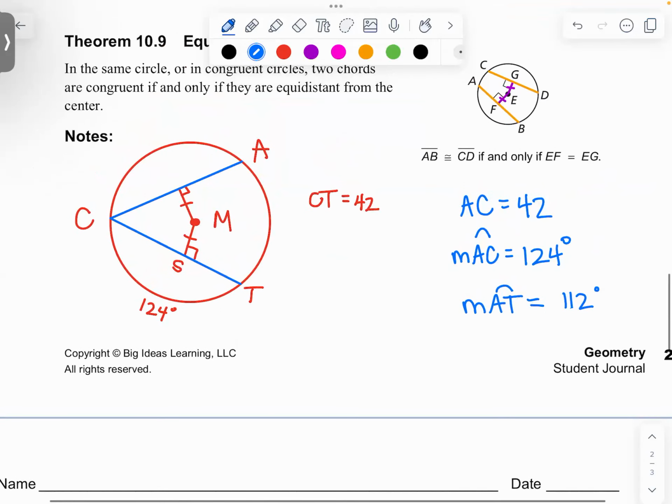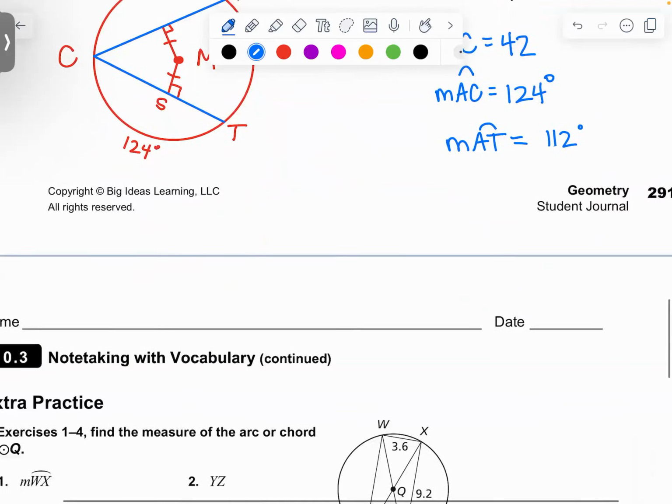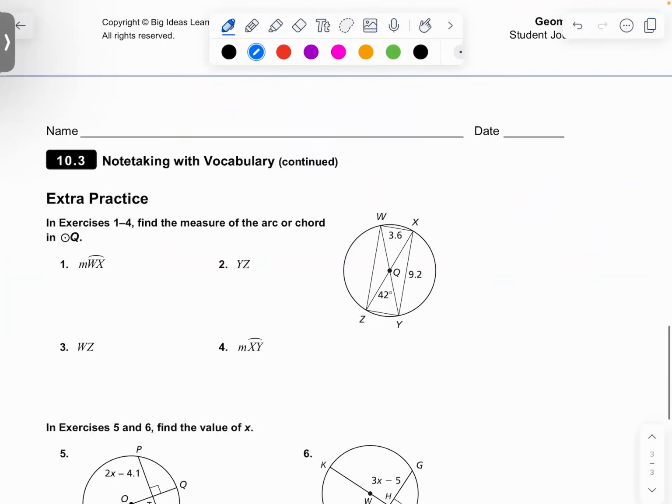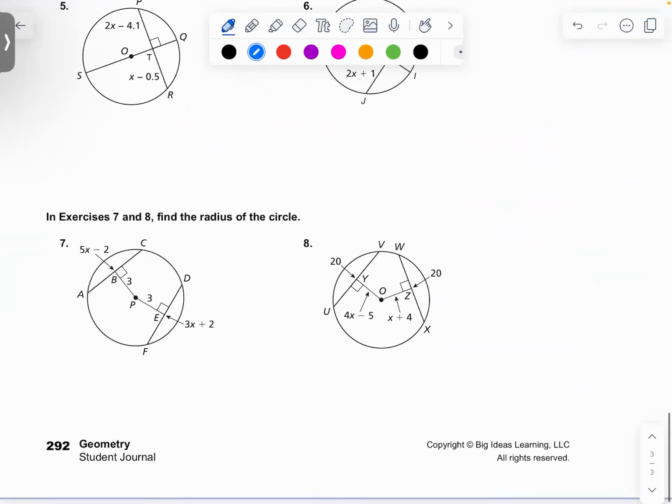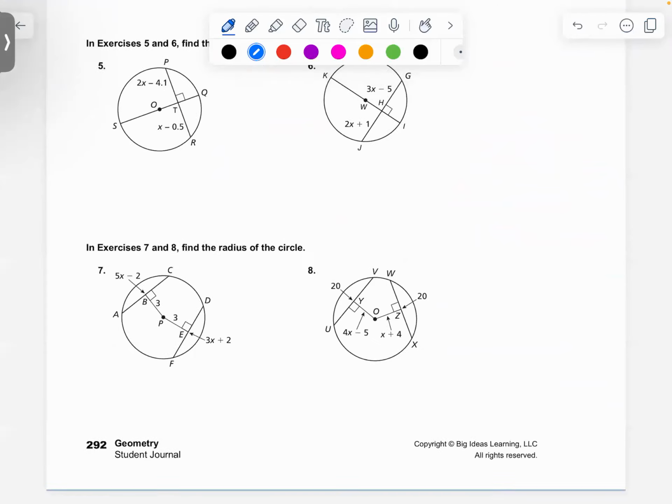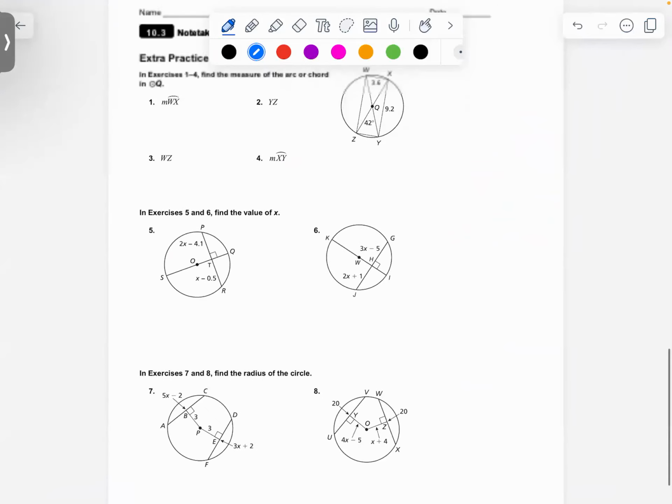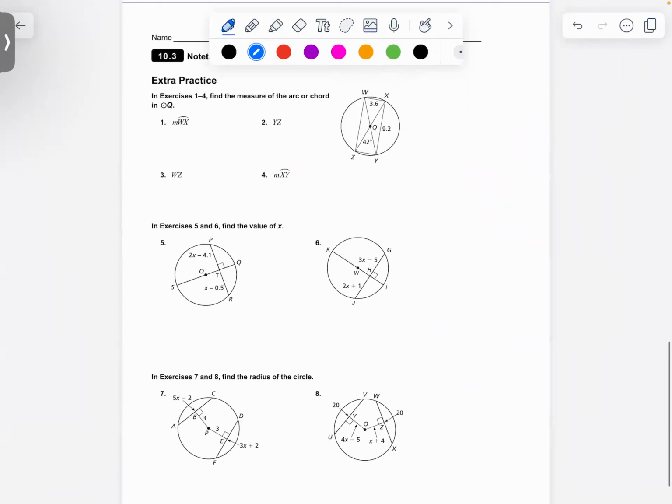Okay. Friday. I'm good with that being the end of our notes. Your homework is the student journal. So turn the page. And it's literally 8 problems. Can you handle that?